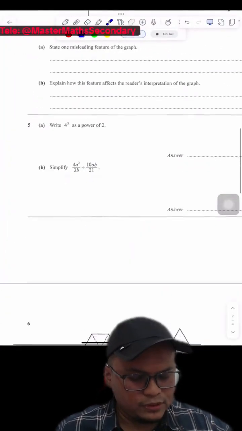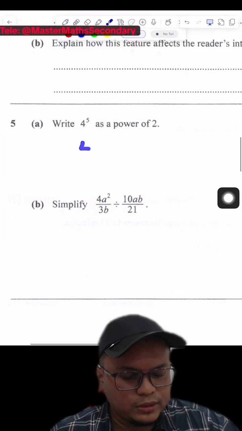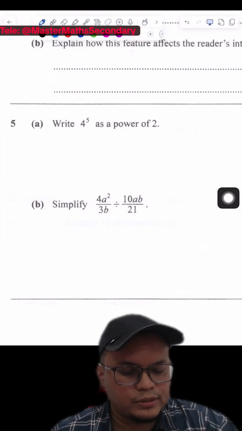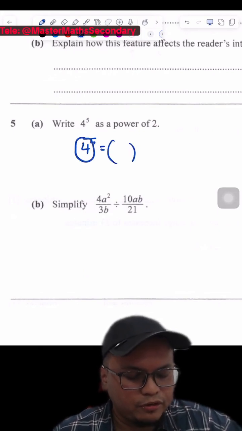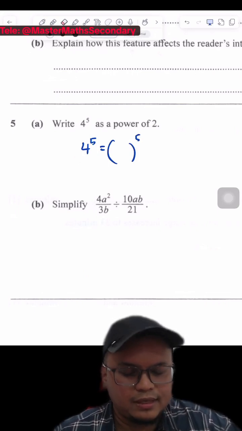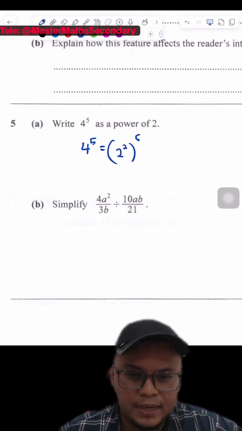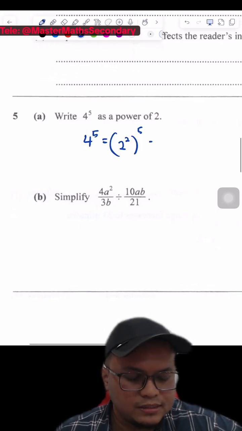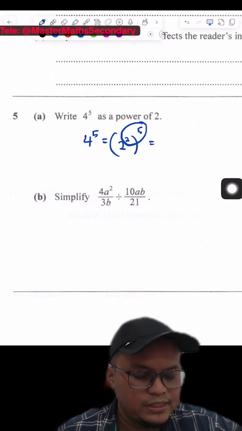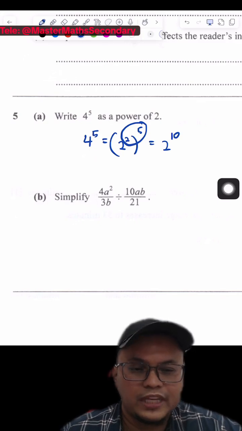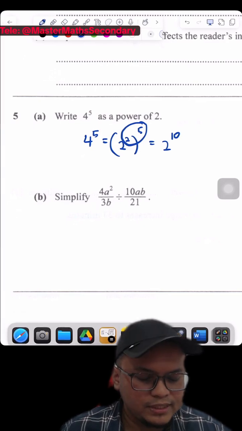Okay, now for this question, 4 power 5, to change it to a base of 2, right? What we do is, start off by writing 4 power 5. Now we know that this 4 here can be converted to 2 to the power of something. I think you all know that 4 can be converted to 2 to the power of 2. So applying your laws of indices here, if we have 2 to the power of 2 and then raised to the power of 5, we simply multiply the powers. So we have 2 times 5, that gives us 10. So that's how we get 2 power 10.